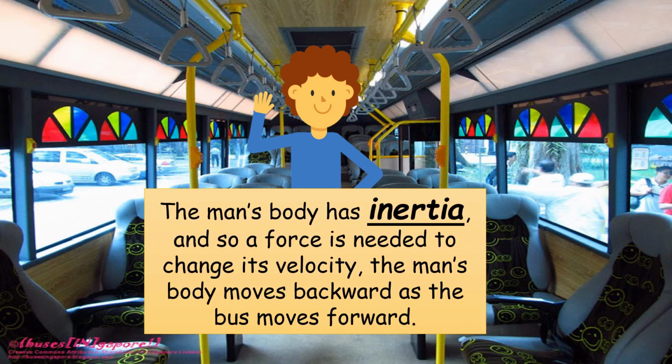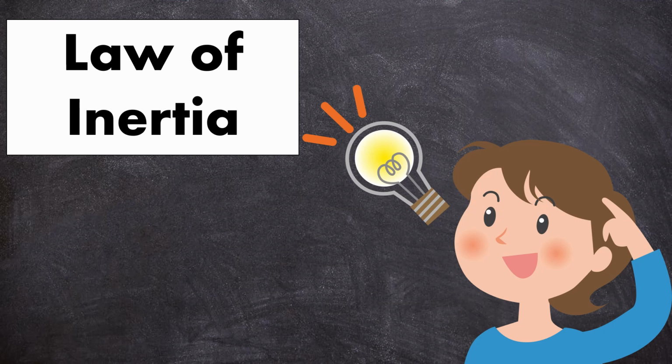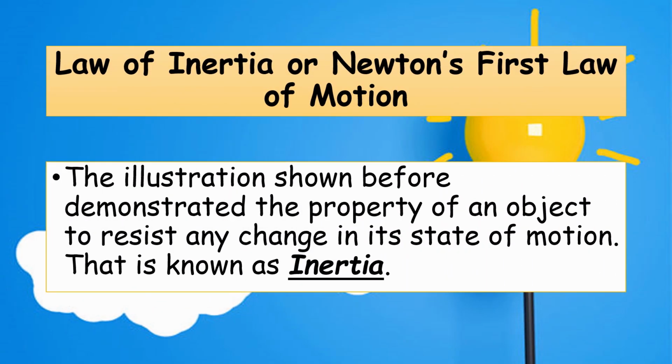In our example a while ago, so, yung lalaki na nakatayo sa loob ng bus at yung bus na gumagalaw, the man's body has inertia, and so a force is needed to change its velocity. The man's body moves backward as the bus moves forward. The first law of motion is the law of inertia. The illustration shown before demonstrated the property of an object to resist any change in its state of motion. That is known as inertia.